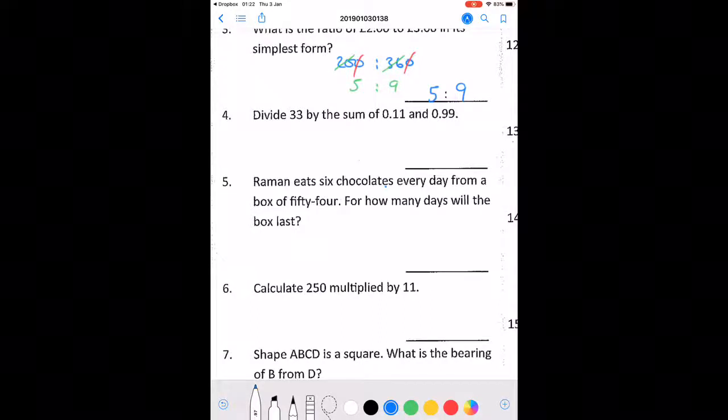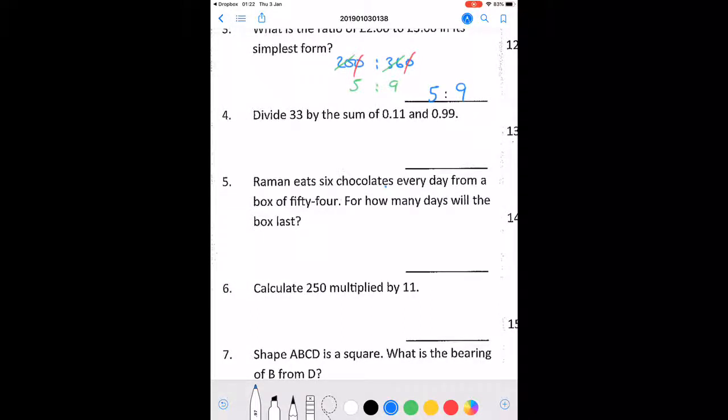Question number 4. Divide 33 by the sum of 0.11 and 0.99. Divide 33 by the sum, and the word sum means add. So we're going to add these two numbers, 0.11 add 0.99. Now that will give us 1.1. So we've got 33, and we're dividing that by 1.1. So you put the 1.1 over here and the 33 over here.